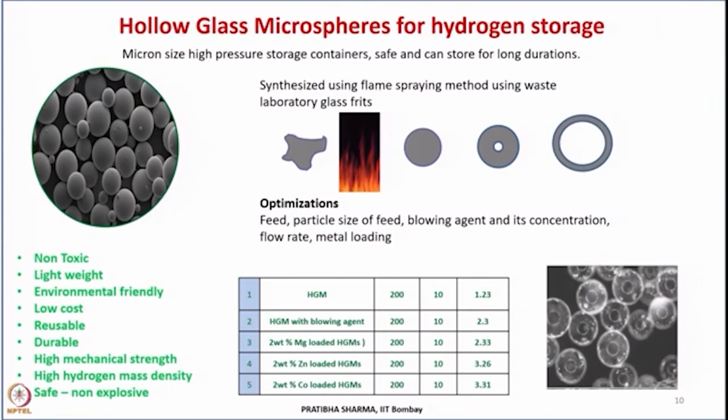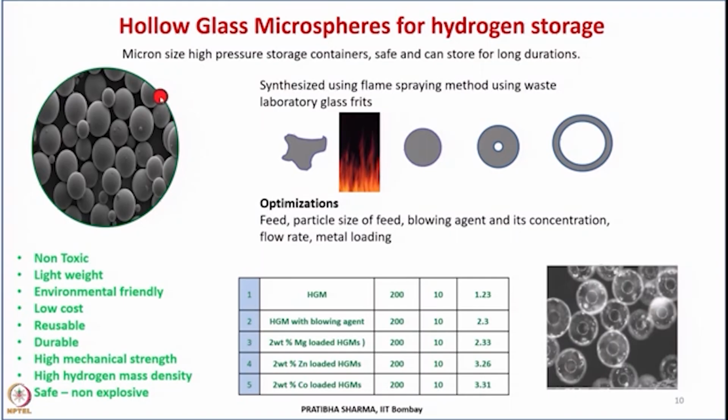Another class of materials that could be used for hydrogen storage includes hollow glass microspheres. Now we have studied compressed state hydrogen storage, wherein hydrogen is stored in its molecular form inside pressurized vessels, which had a certain dimension and volume. Herein these are very small, micron sized high pressure containers, again storing hydrogen in its molecular form, such that it is safe to operate and safe to store, and in this mode of storage they can be carried over longer distances and stored for longer durations.